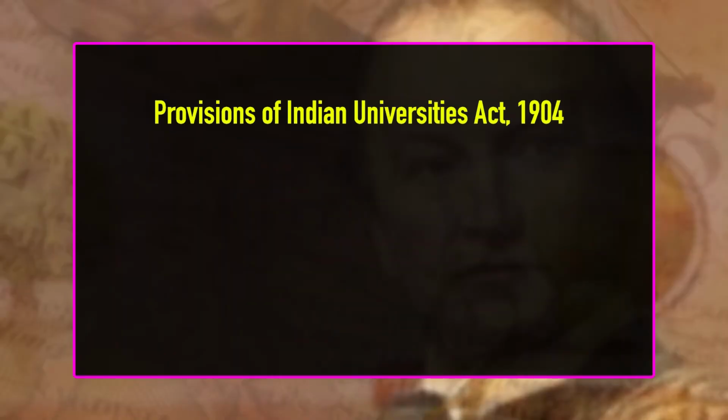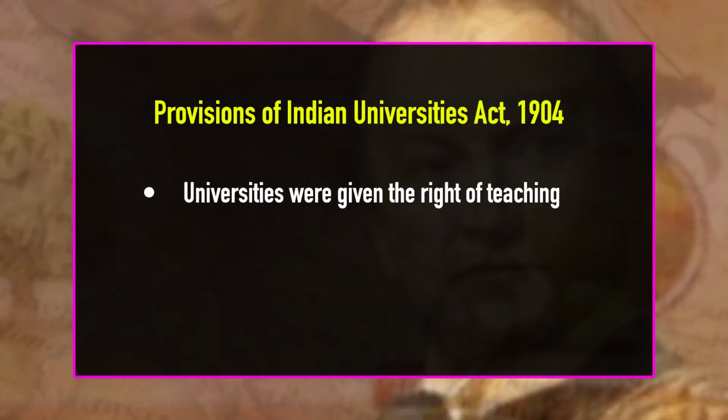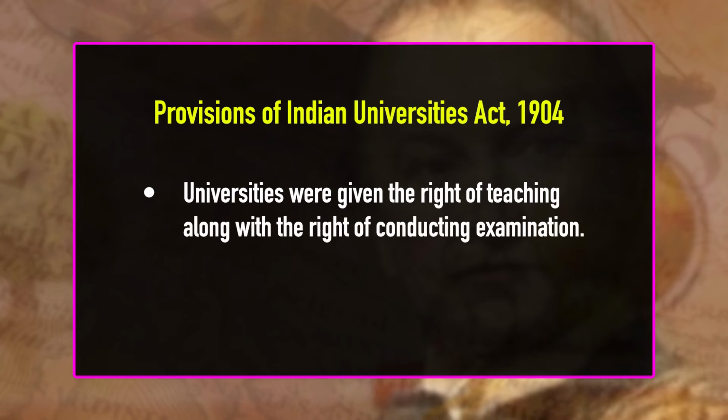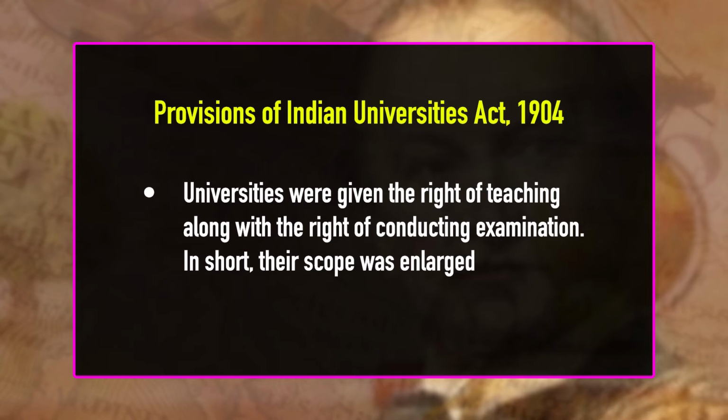This act followed the earlier Act of 1902. The Indian Universities Act of 1904, passed on March 21st, was formulated on the basis of recommendations of the Indian University Commission 1902. The main provisions of this act are: universities were given the right of teaching along with the right of conducting examinations. In short, their scope was enlarged.